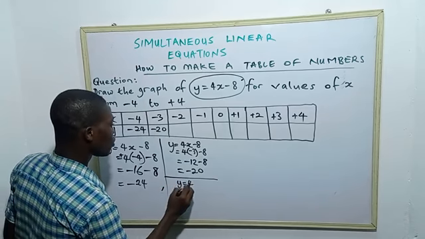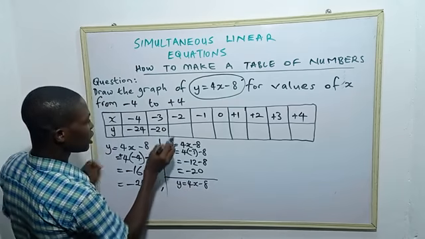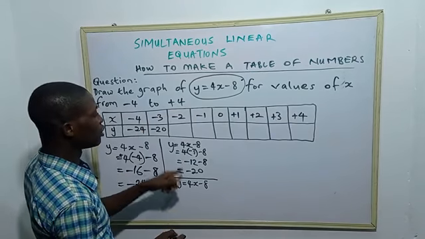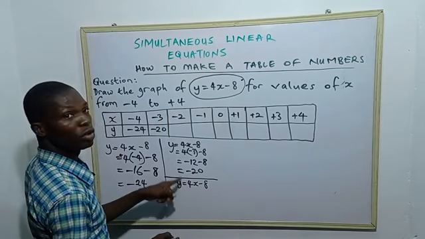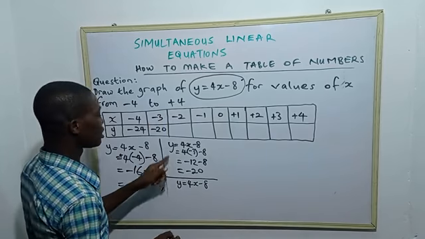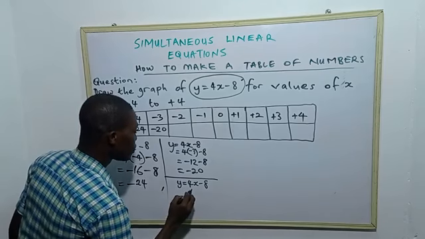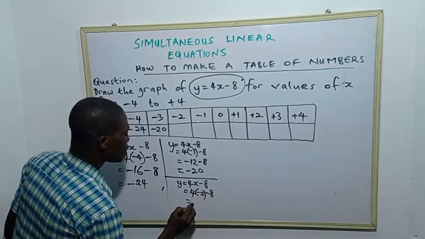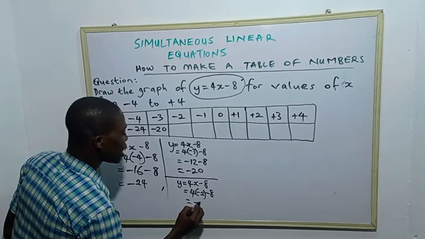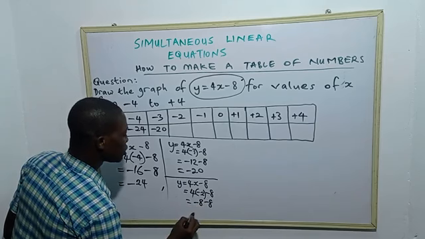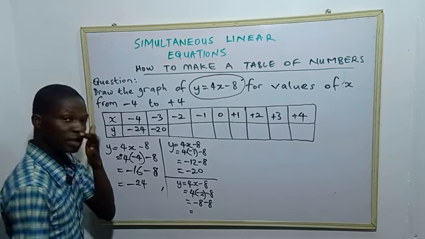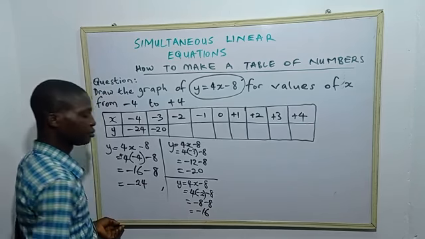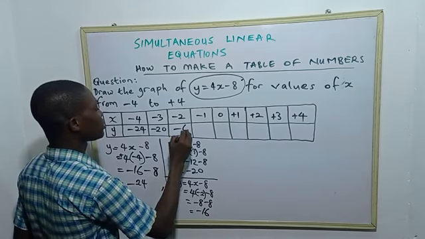y equals 4x minus 8 for the next one, which is 2. Don't forget, we are just putting the value of x in the place of x in the equation, and that will help us to get the value of y, and we write it. So 4 into minus 2 minus 8. 4 times minus 2 is going to give us minus 8, then minus 8. So this one is minus 8 minus 8, so this one is minus 16. Okay, minus 16.